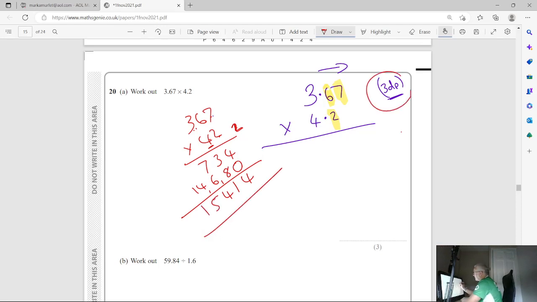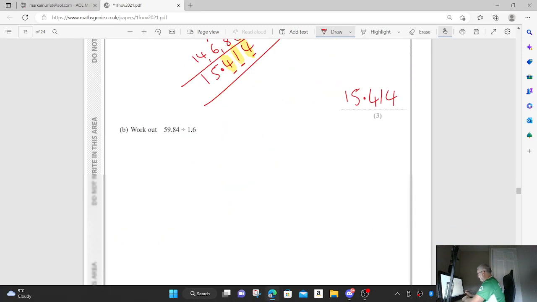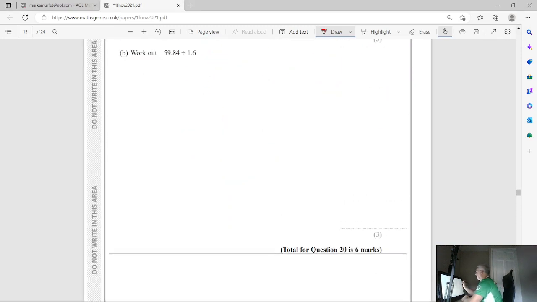Now remember, I've got 3 decimal places. 1, 2, 3 digits. So I've got 1, 2, 3 digits. Put my decimal point there because I've got to have 3 numbers behind my decimal place. So my answer for this one would be 15.414. Okay, next question.